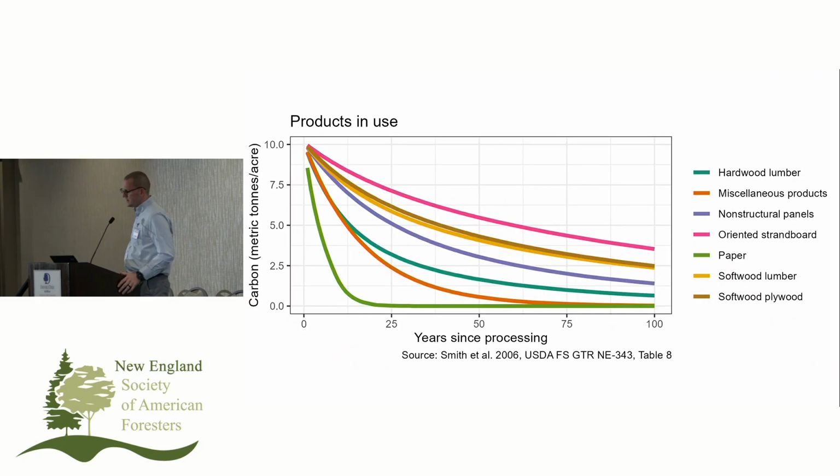And here's just a visual depiction of that table that I just showed. And so you can see here, take a look at paper, that line in green, boy, that just steeps down pretty quickly, basically flattening out. Pretty much all of that is decayed after 100 years. Compare that to some of the more durable wood products, things like OSB, things like softwood lumber, hardwood lumber. Those are going to be the ones that have a longer longevity compared to some of these shorter-lived ones like paper.